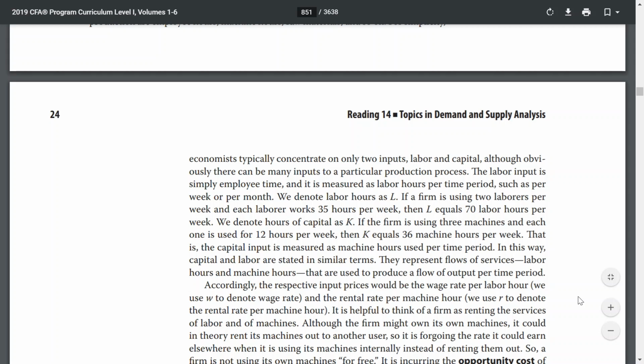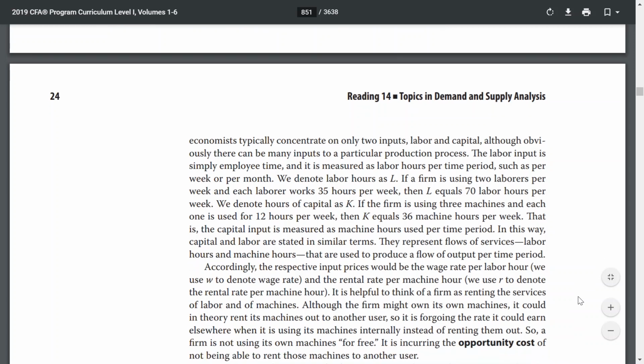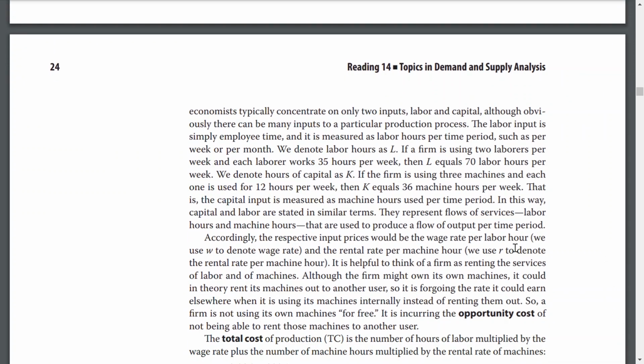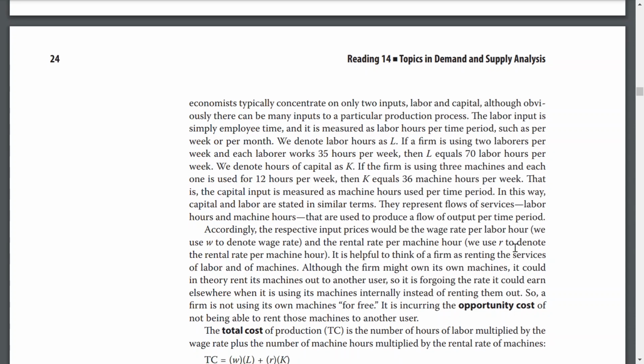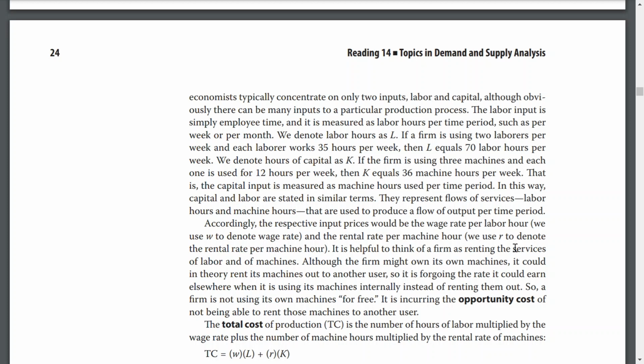If a firm is using 2 laborers per week and each laborer works 35 hours per week, then L equals 70 labor hours per week. We denote hours of capital as K. If a firm is using 3 machines, and each one is used 12 hours per week, then K is equal to 36 machine hours per week. That is, the capital input is measured by the machine hours used per time period. In this way, capital and labor are stated in similar terms, in hours per week in this case. They represent a flow of services, labor hours and machine hours. They are used to produce a flow of output per time period.